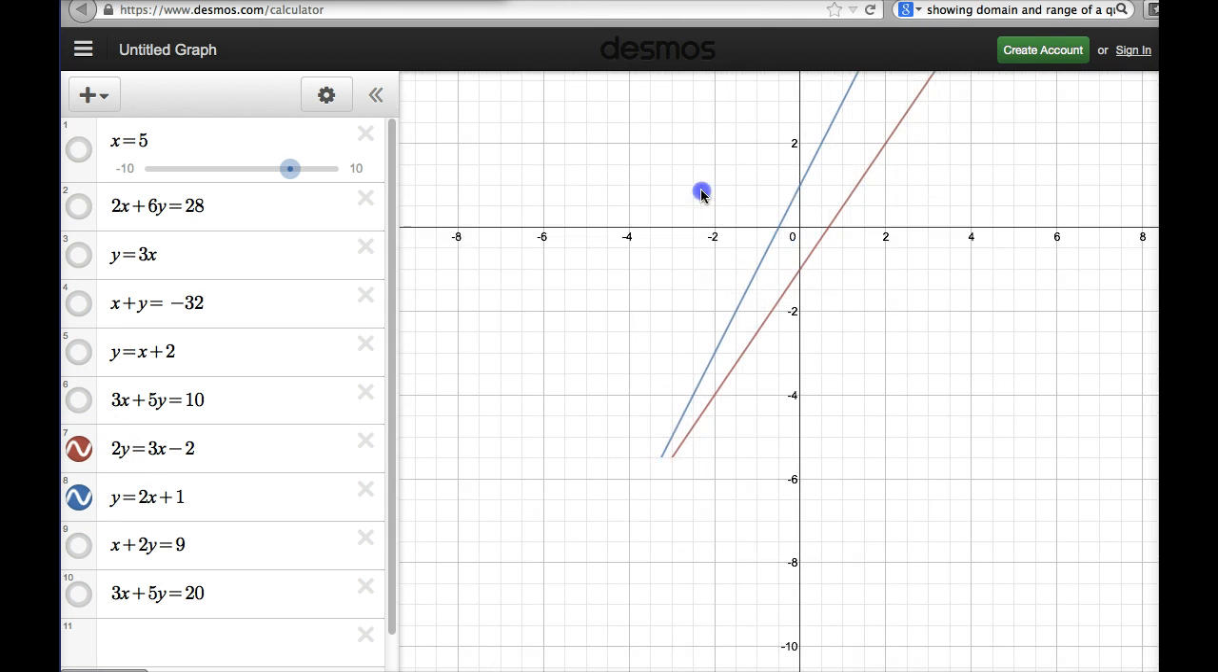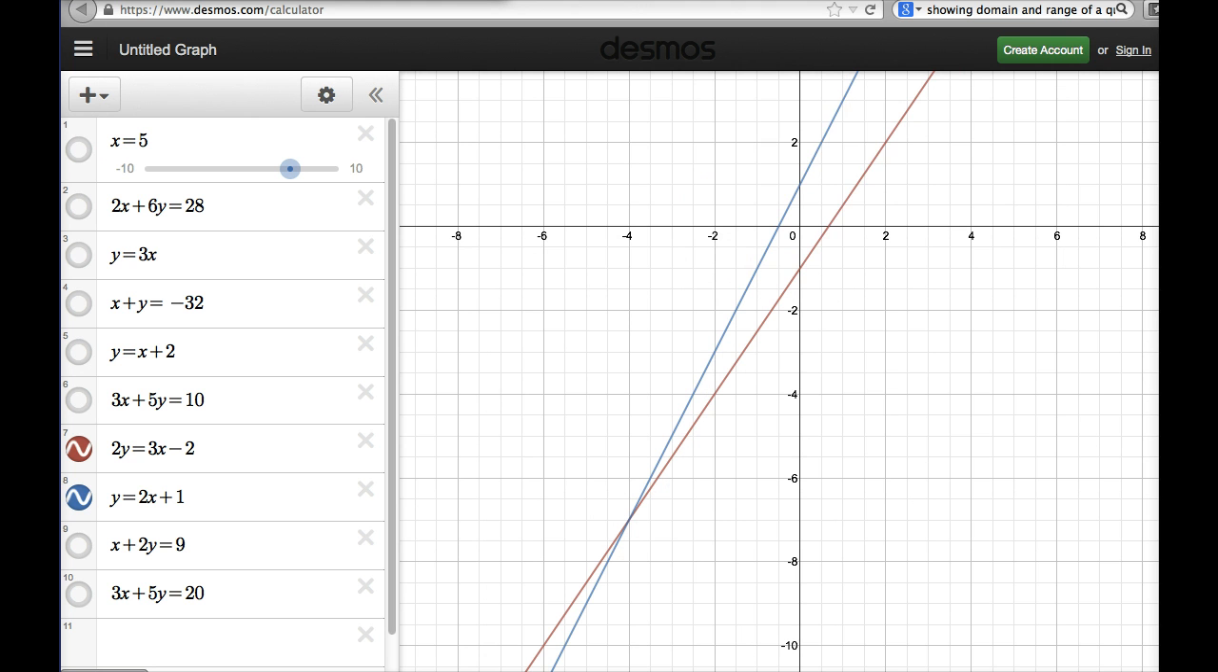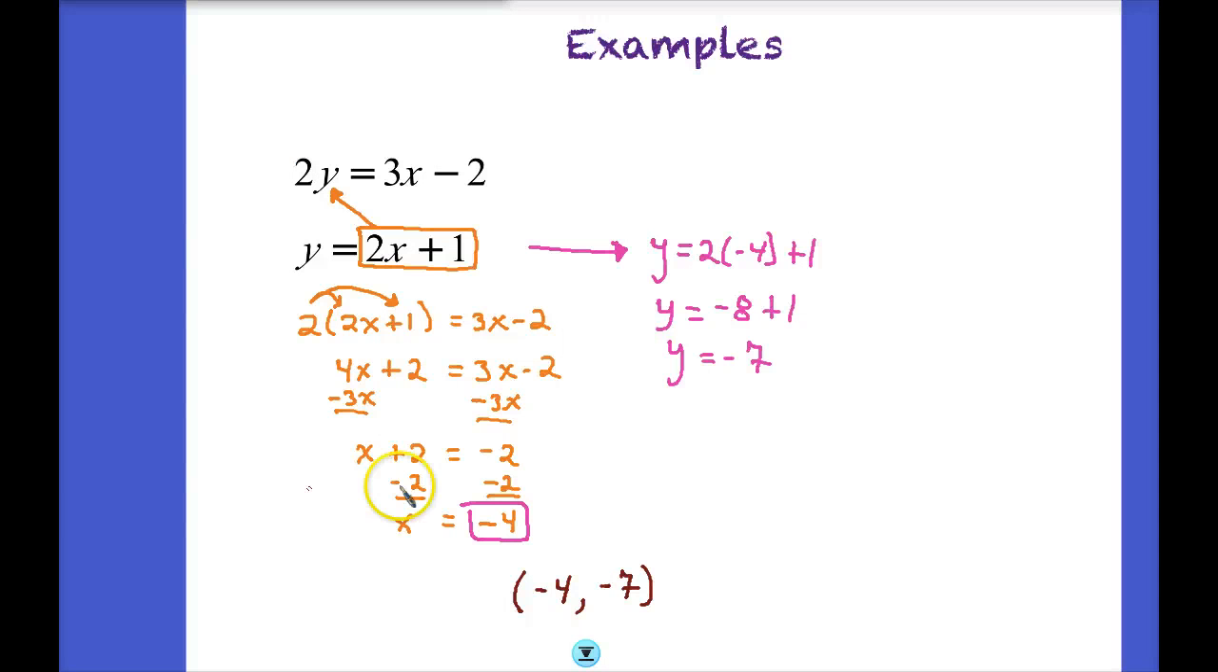And if I go to negative 4 and I go down here to negative 7, so I went over negative 4, down here, that's negative 7. In fact, that's where they meet. That's where they intersect. So graphically it looks good. And then always remember that you should check your solution just to make sure that you are correct.